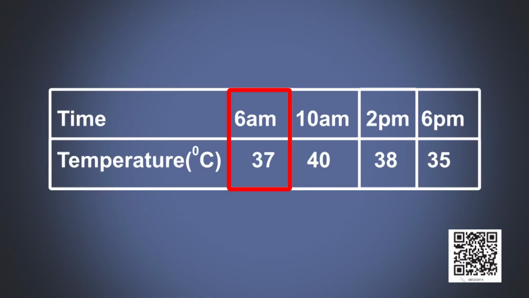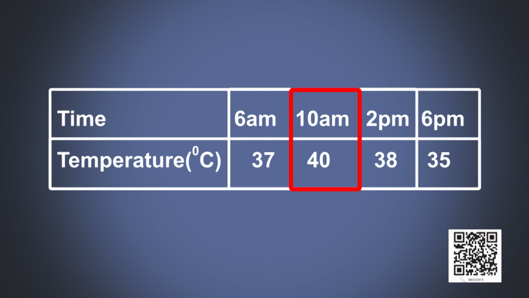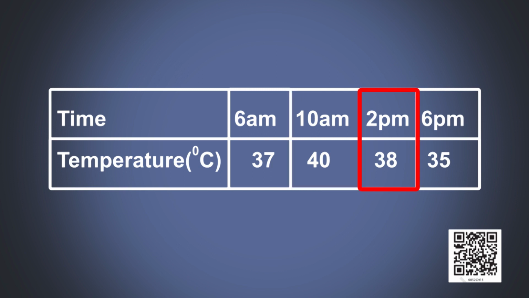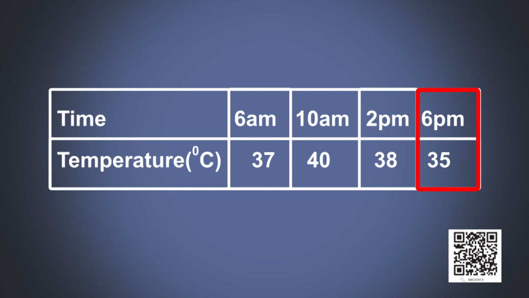Now, let me tell you an incident. Last week my friend Renu was sick, so I took her to the hospital. But the doctor told me that she has a mild fever and you need to check her body temperature every 4 hours. So, I recorded her body temperature every 4 hours and it was as follows. At 6 am it was 37 degrees, at 10 am it was 40 degrees, at 2 pm it was 38 degrees, and at 6 pm it was 35 degrees.